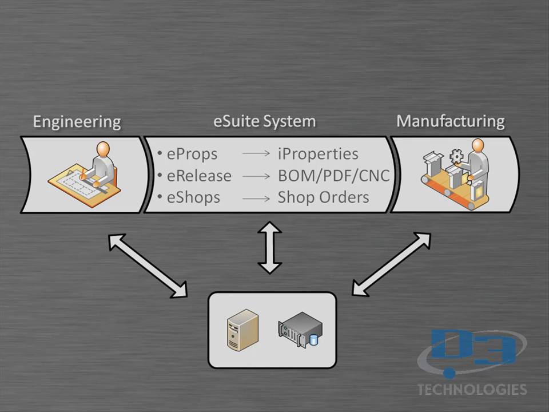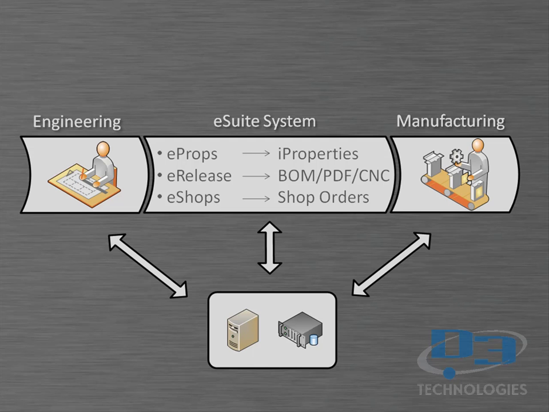The eProp system helps you easily manage your component information using Inventor iProperties. The eRelease system allows you to produce a variety of outputs such as bill of material export, PDF files, CNC files, etc., and allows you to automatically commit a design to your document management system at the same time. The eShop system allows you to create shop orders for all components of your design in one quick operation. We will show a creative implementation using the eShop system to print one page per order, one side showing the shop order and the other side showing the drawing.